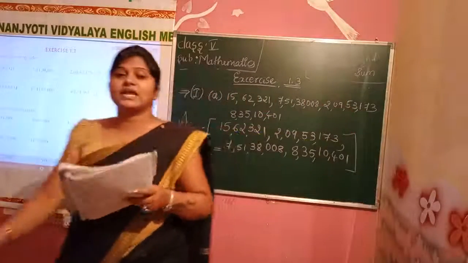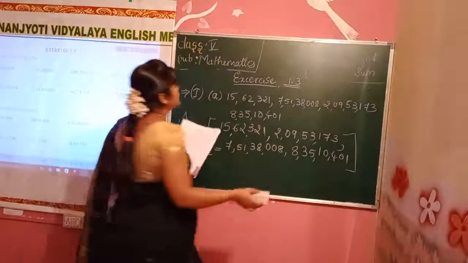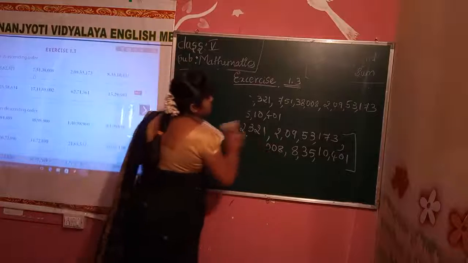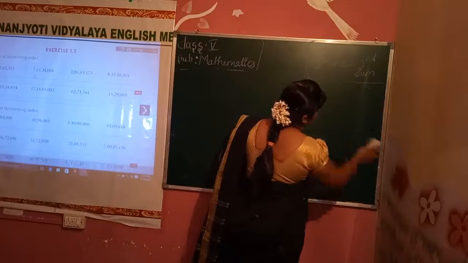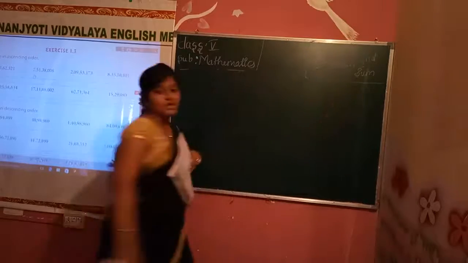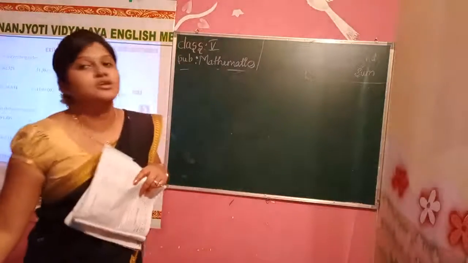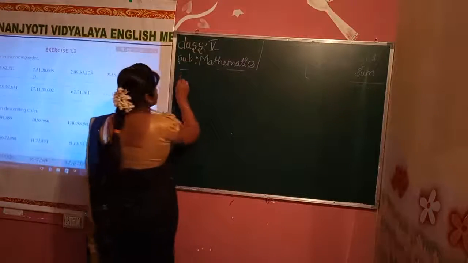Now we'll move on to the second main. Write in descending order. We did ascending now. In ascending we go from smallest to biggest. In descending, from biggest to smallest.